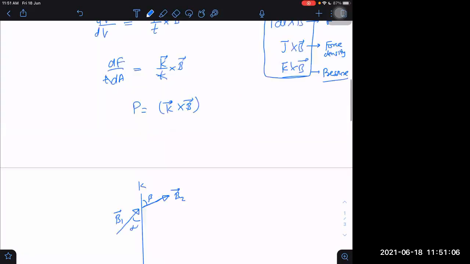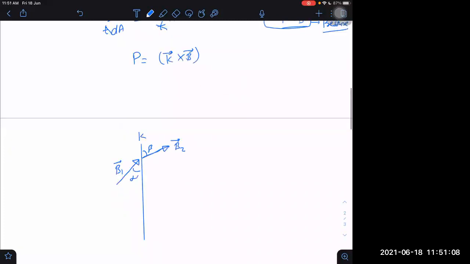I told you the formula is B1 square by 2 mu naught, this is pressure, and the other is B2 square by 2 mu naught. I can take the difference. I will be getting the answer from that. But we can also use this formula which we have used before.